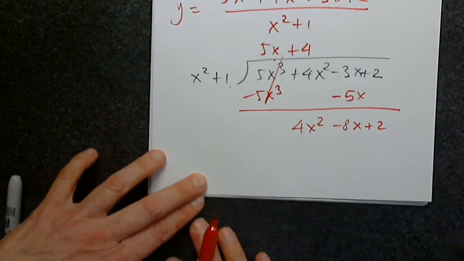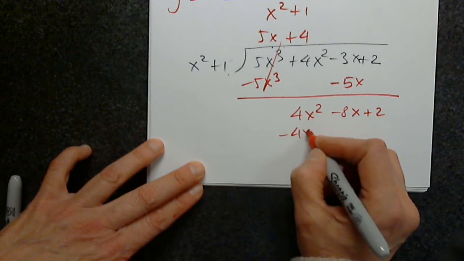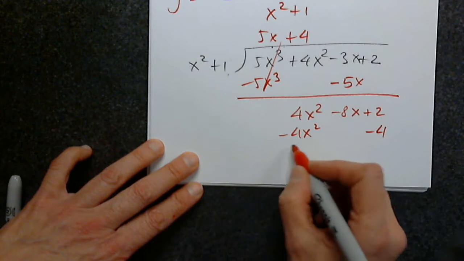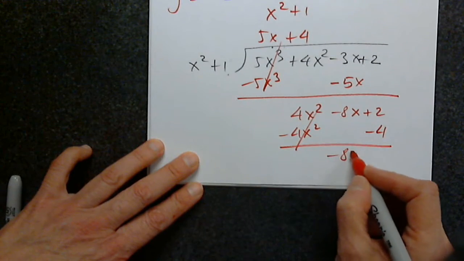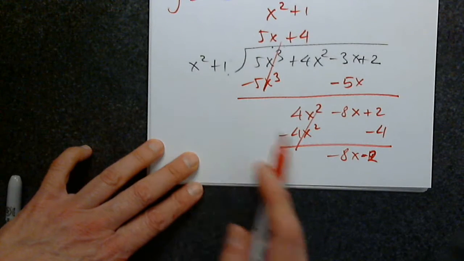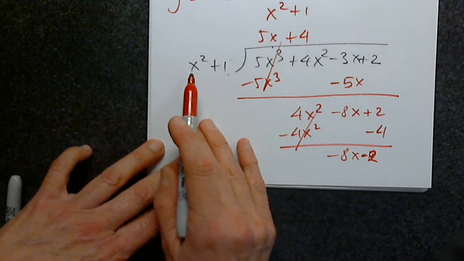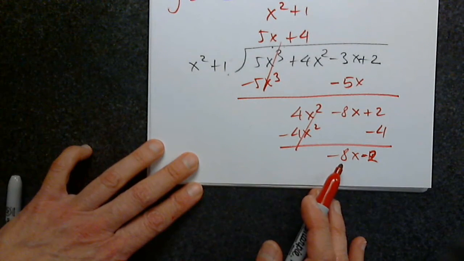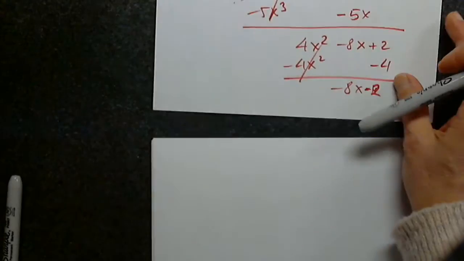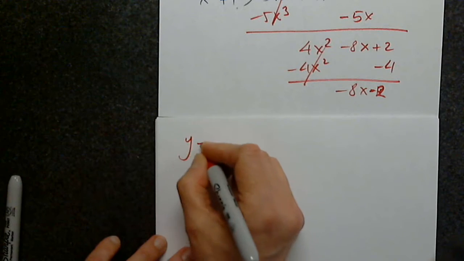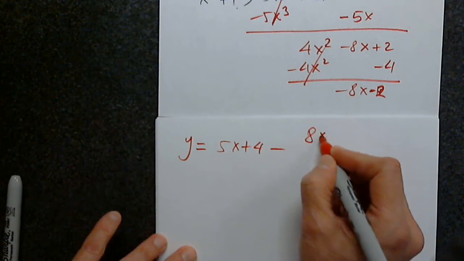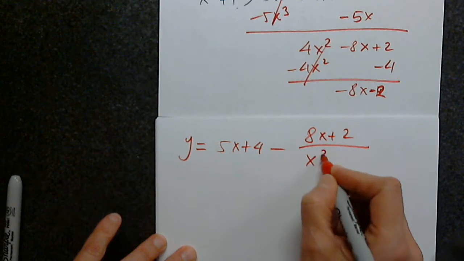So 4 times x squared is 4x squared, and I subtract. And 4 times 1 is 4, and I subtract. So negative 8x and minus 2. You understand that I cannot continue because x squared does not go into negative 8x? No. So the answer of this division, so then y can be rewritten as 5x plus 4 minus (8x plus 2) over x squared plus 1.